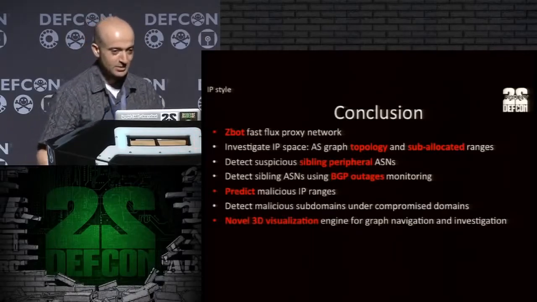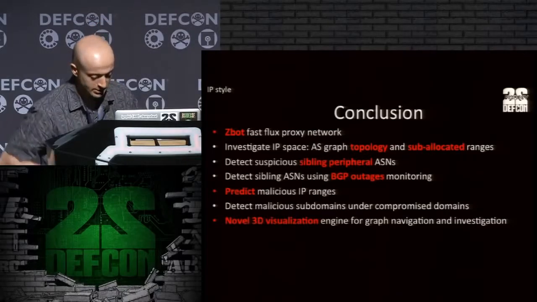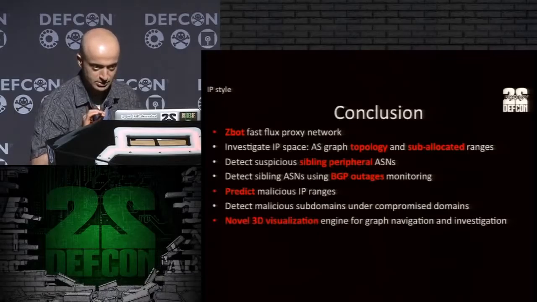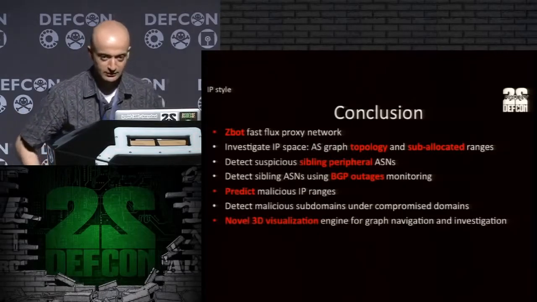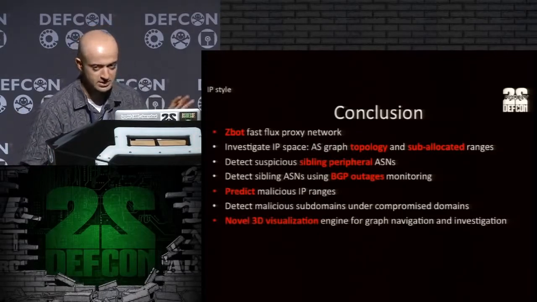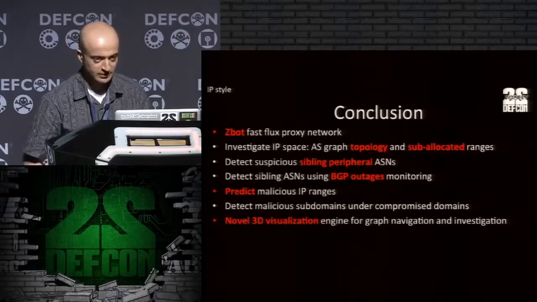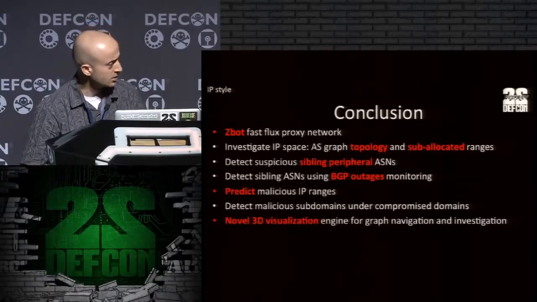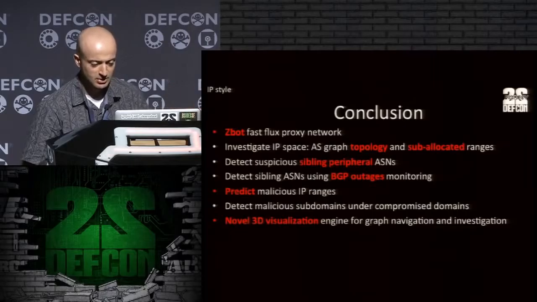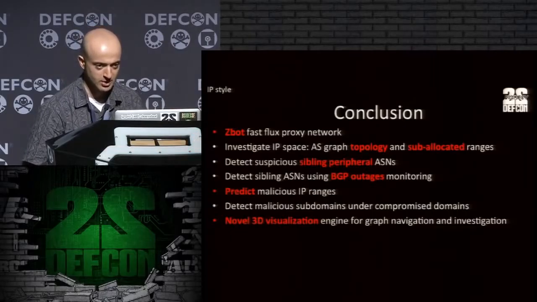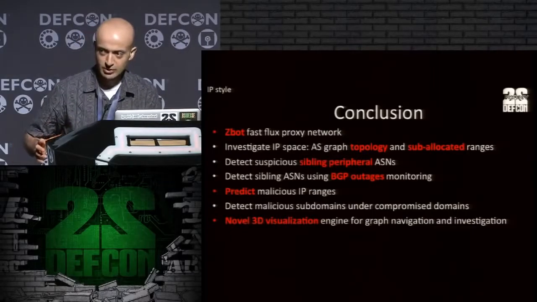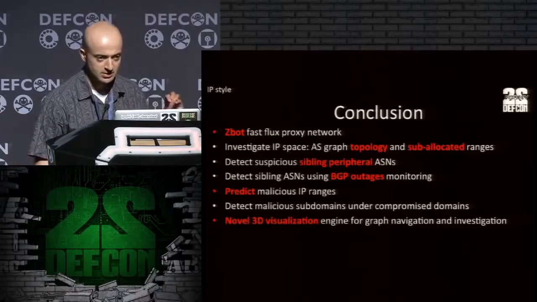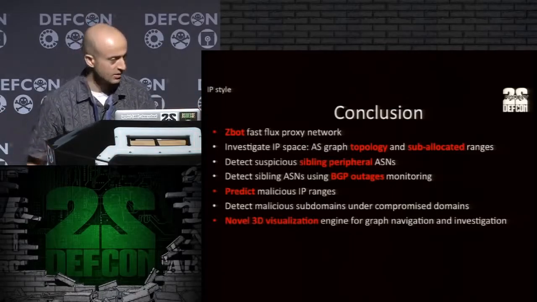Thank you, guys. So, in conclusion, what we shared with you was research about catching maliciousness on the internet from a DNS and IP perspective. For DNS, we looked at the ZBot Fast Flux proxy network. We described how we catch the domains and how it's multi-purpose and highly used by current malware. And then on the IP side, we looked at two granularities, the sub-allocated ranges and the ASN graph topology.